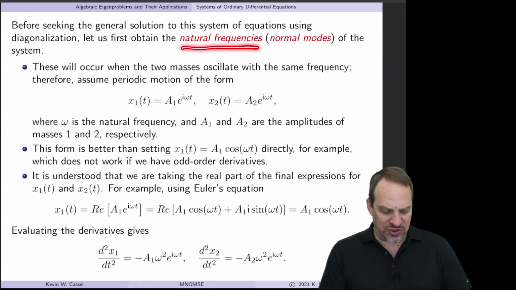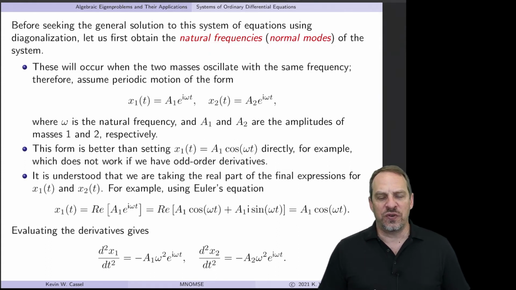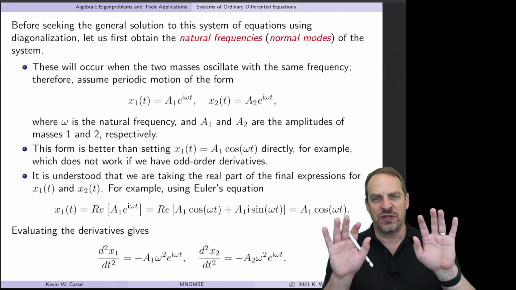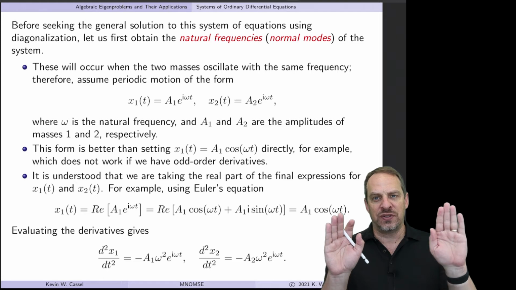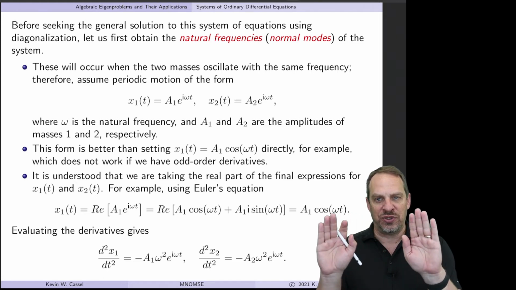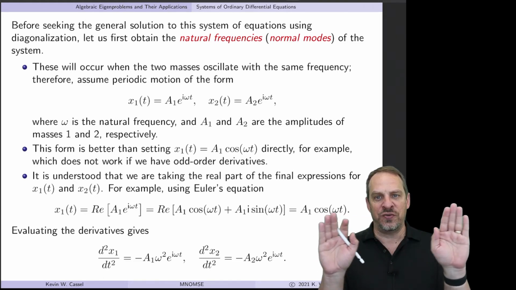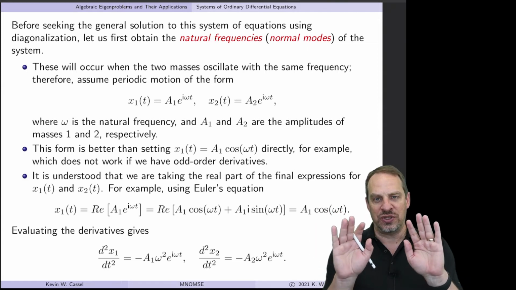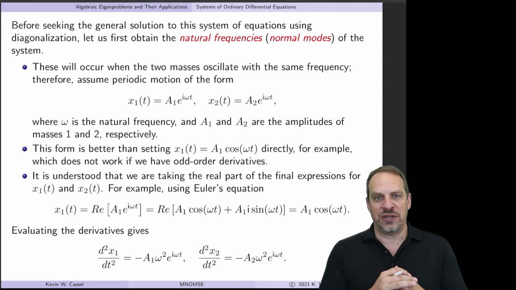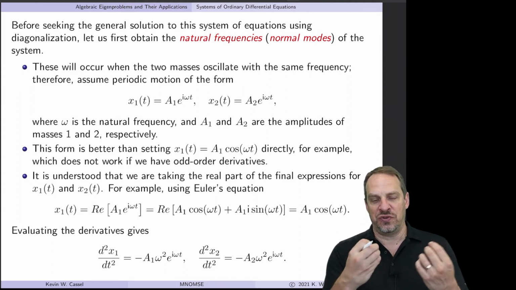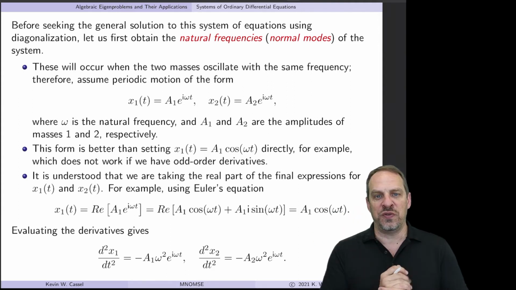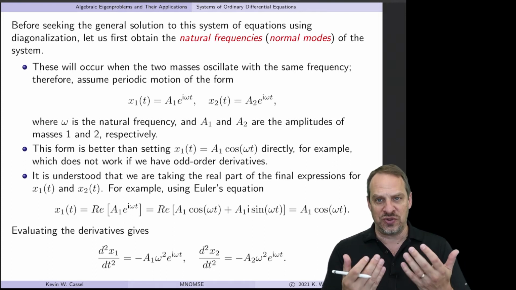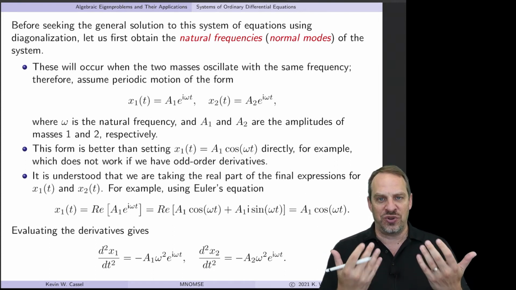So a natural frequency, or a normal mode of vibration of a system, is one for which the entire system vibrates at the same frequency. So in our case, that would mean that both masses are moving with the same frequency. They could be in phase, they could be out of phase. Doesn't matter, as long as they're moving with the same frequency. In general, that's not necessarily the case. You have different masses, you have different spring constants, so they're not necessarily moving with the same frequencies, but the natural frequencies are those situations where that is the case.